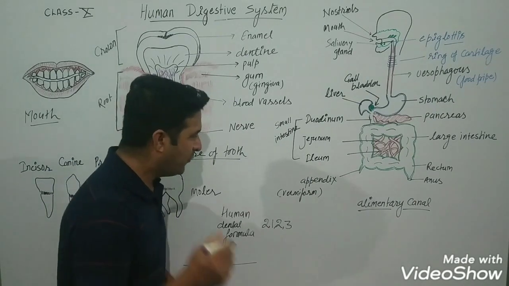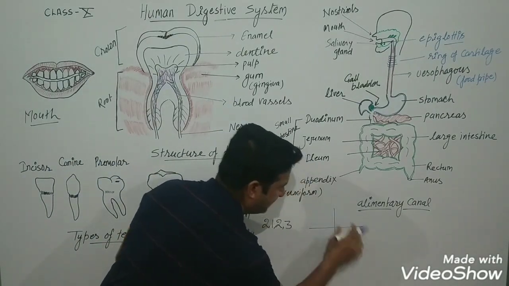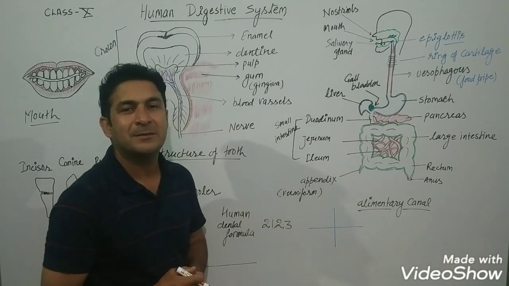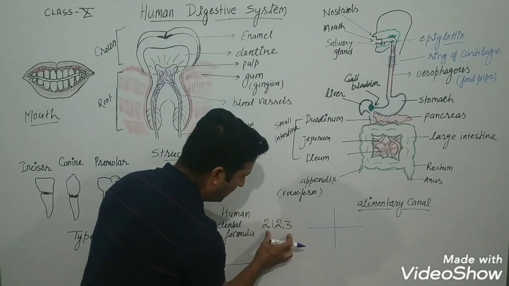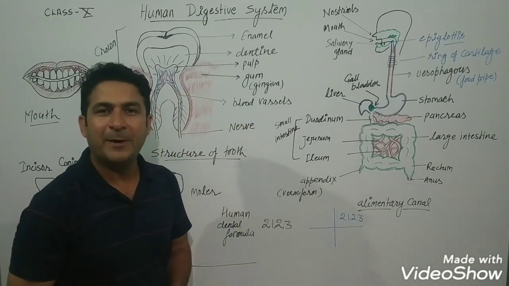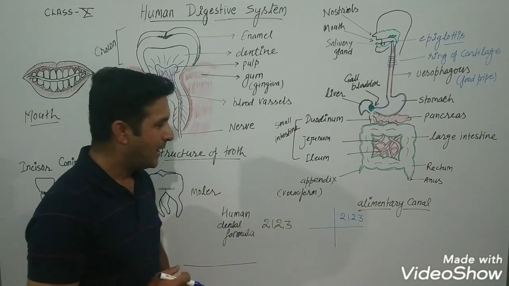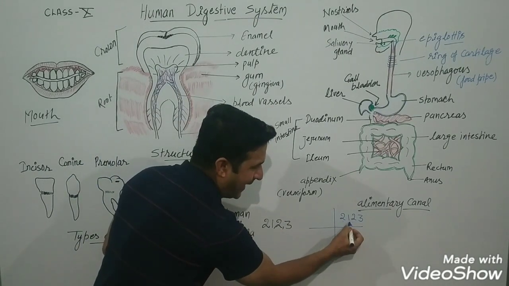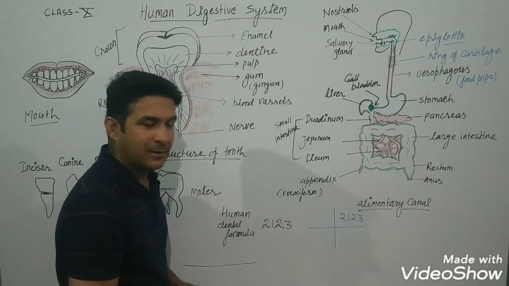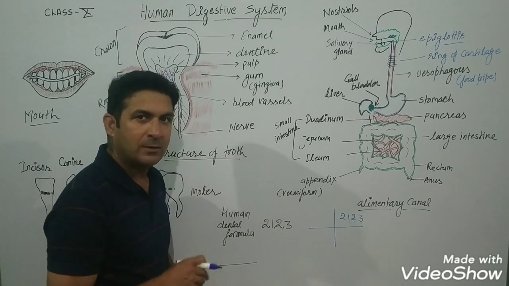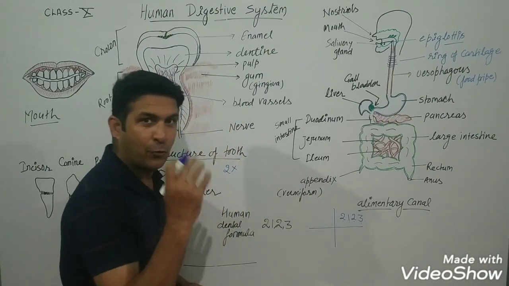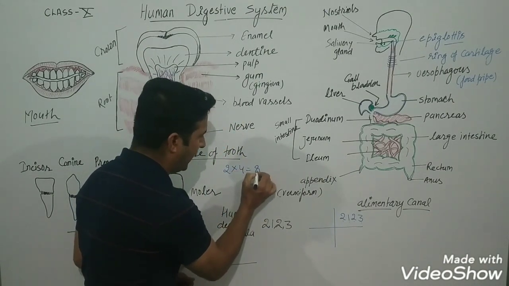If you see this plus, these are the 4 sections of our complete mouth area. And this human dental formula is for one part, a quarter of the complete area. Now this is for incisor, canine, premolar and molar. So 2 incisors are here in a quarter of the total teeth, and total sections are 4. So 2 multiplied by 4 equals 8.